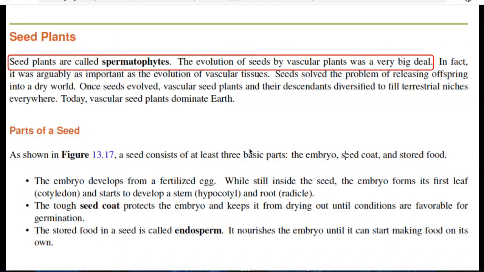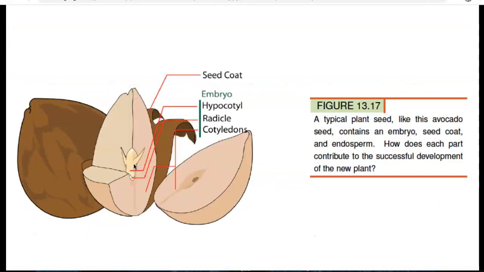Seed plants, which are called spermatophytes. The evolution of seeds by vascular plants was a very big deal, your textbook says, and it talks about why that's important. And seeds consist of 3 basic parts: the embryo, the seed coat, and the stored food. So make sure you're familiar with that. Here's a diagram. A typical plant seed is like this avocado. The seed coat is on the outside right here. The embryo right in here.